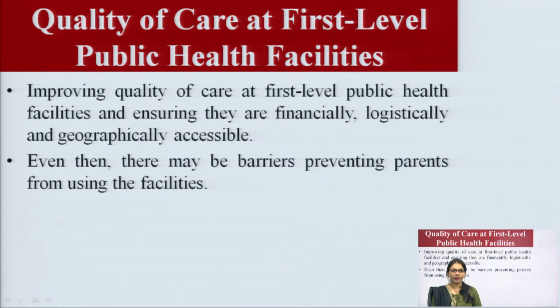Now, these are some quality cares at the first level in the public health facilities. First one is improving the quality of care at the first level public health facilities, which is basically ensuring they are financially, logistically and geographically accessible, and removing barriers that prevent parents from using these facilities. So we are improving the quality at the first level in the public health facilities.